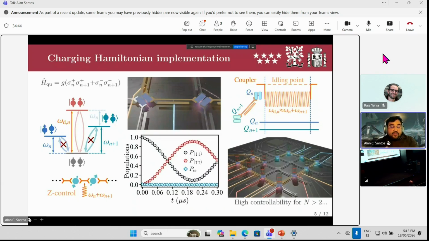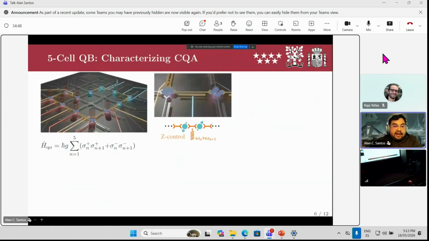So the controllability is relatively high. And in this case, we are able to check the conditions that I mentioned before in a very specific example. Okay, so basically, here we consider a 5-cell quantum battery. In principle, this can be done if you effectively turn off the interaction between many of the qubits and just turn on interaction between some specific qubits. So this can be done, as I said, using this flux line here.